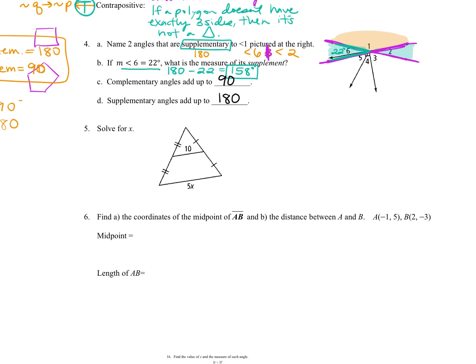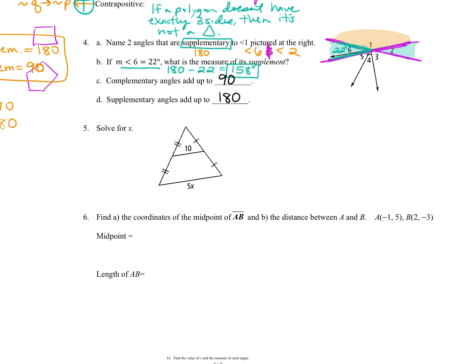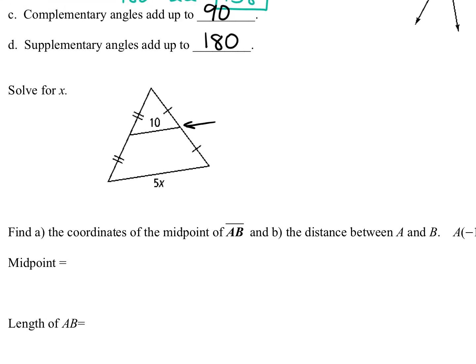All right, number 5 says solve for x. You're going to kill it. What's the relationship between that and this? Are they equal? No, you can see they're not equal. So please don't set 5x equal to 10. What was the relationship? Double. It's double. One is half of the other, or one is double the other.